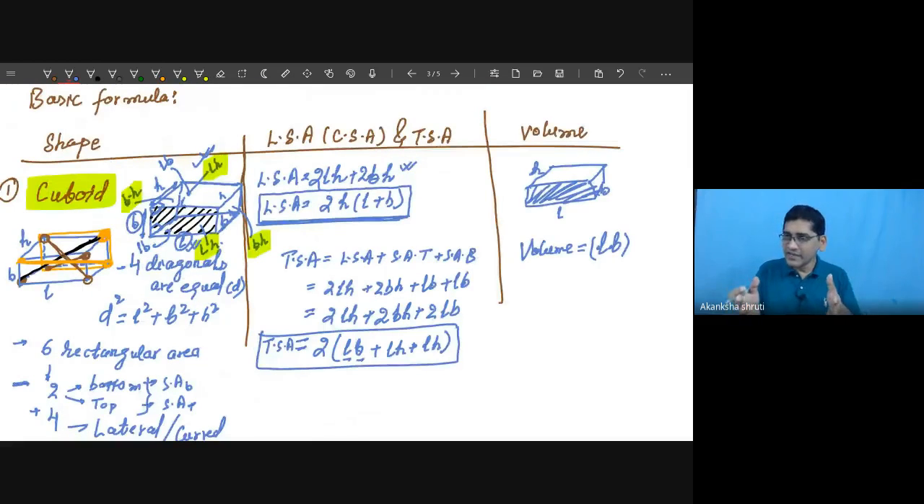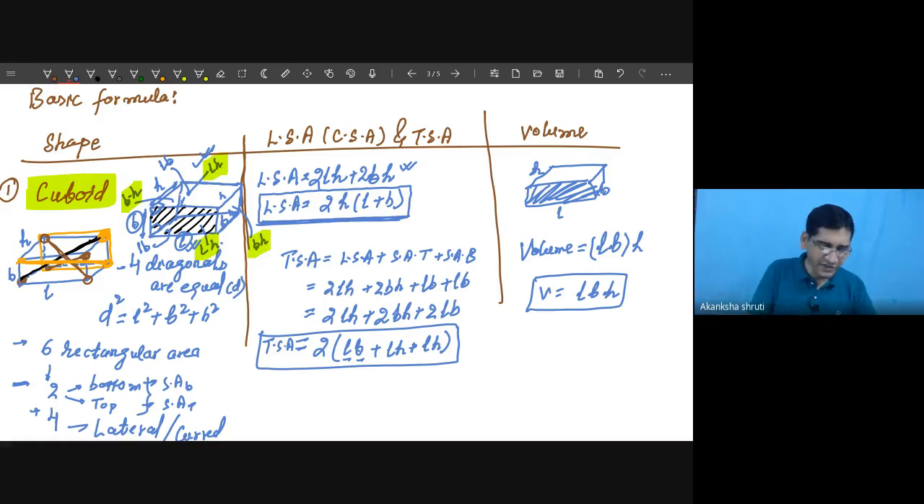Since the same base area is being projected upward, means there is no change in this area in different layers. So that's why this can be simply multiplied with height H. So volume is LBH. It is this. So it's such a simple thing you have to keep in mind. So this was about our cuboid. Once we have understood the concept, the remaining things are very easy.